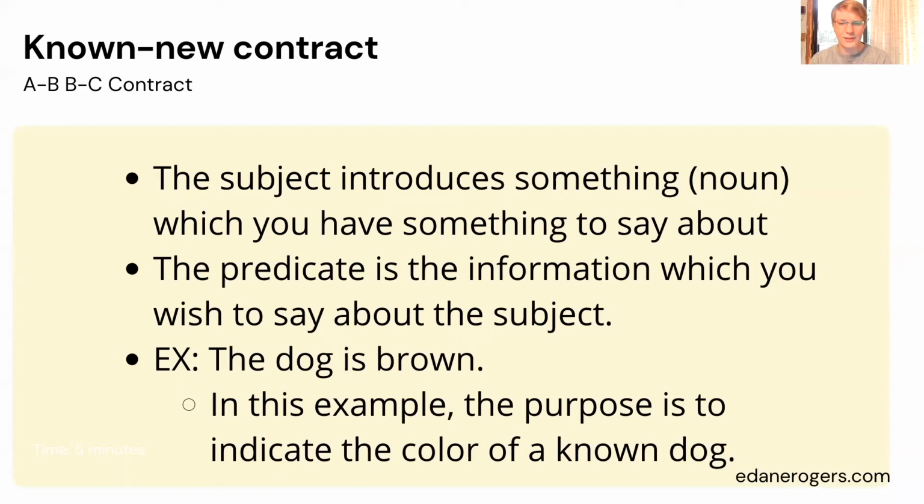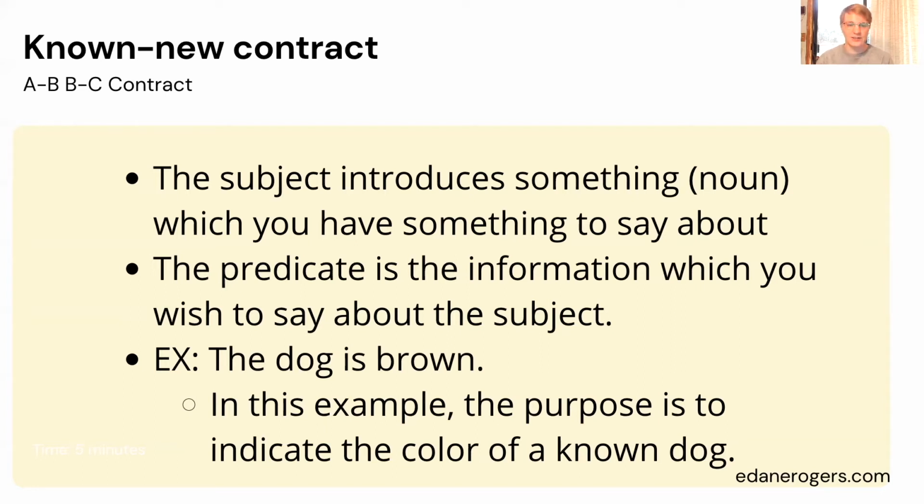The predicate is going to be the information which you wish to say about the subject. So that's where you're going to introduce new information, either as a complement or an object following the verb. So here's a good example. The dog is brown. The dog, being your subject, is going to be some information which is already known between you and your reader, that person with whom you've made a contract. And then is brown is going to be your new information. So this is the known and the new.